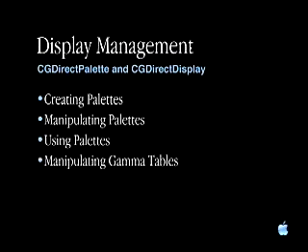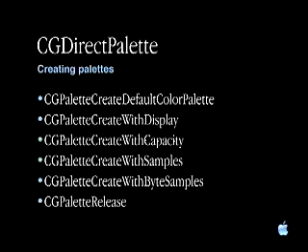So along with display management comes palette manipulation and gamma tables. And for this, you combine the CG Direct Palette API and the CG Direct Display API if you want to be able to create palettes, manipulate them, switch palettes, and also manipulate the gamma tables on a given display. So creating palettes has a number of different options. You can create a default one. You can create it for a given display with a given capacity with some samples you already provide. And I believe those are float samples. And then there's also one for a convenience function. You can create it directly with byte samples. And then, of course, you have to release those once you're done with them with CGPaletteRelease.